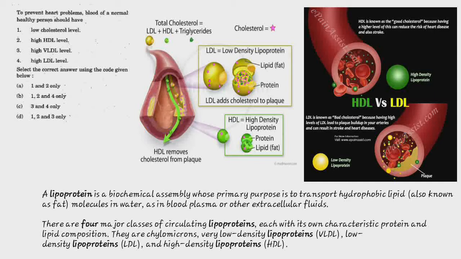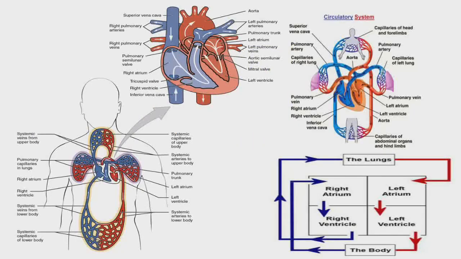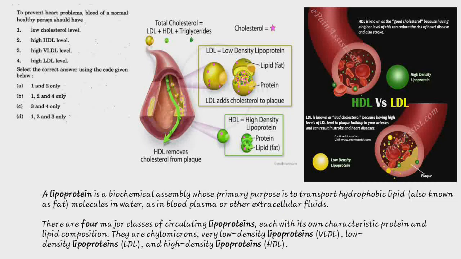Okay, let's start from this topic only. So to prevent heart problems, blood of a normal healthy person should have: 1, low cholesterol level, 2, high HDL level, 3, high VLDL level, 4, high LDL level. Options you have to select: 1 and 2, 1, 2, 4, and 3 and 4, 1, 2 and 3 only.